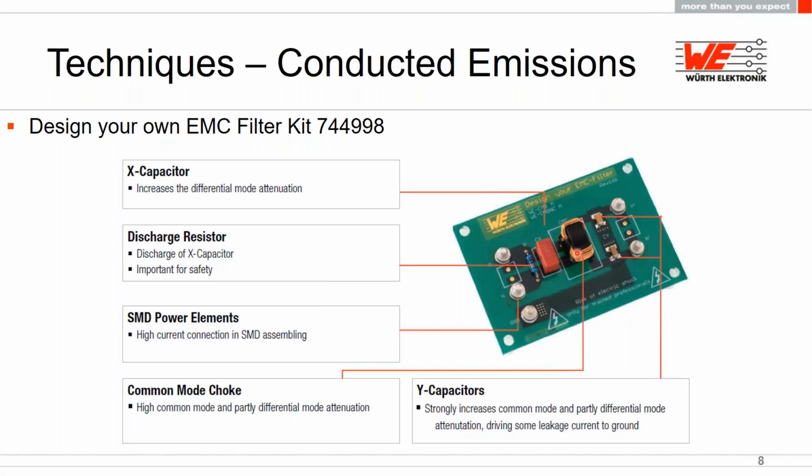Common mode choke, which of course has high common mode attenuation and some differential mode attenuation, depending on what part you choose, and Y capacitors, which are also used to attenuate some of that common mode noise to ground, to the protective earth.